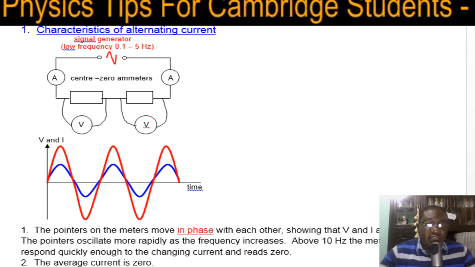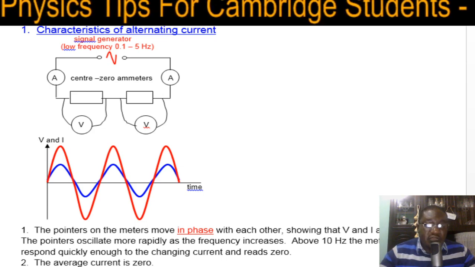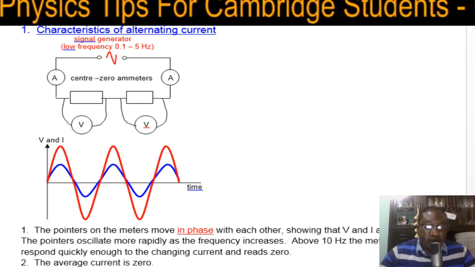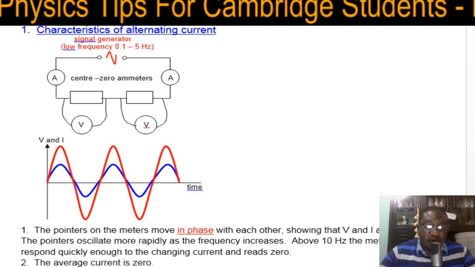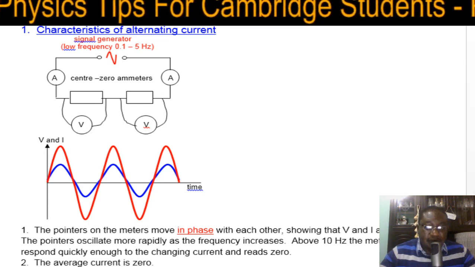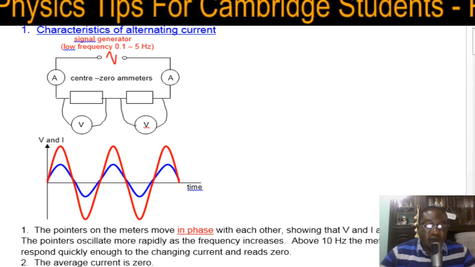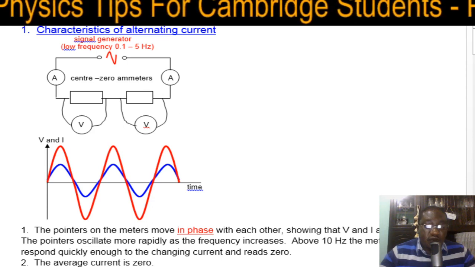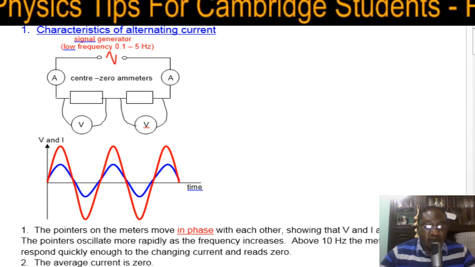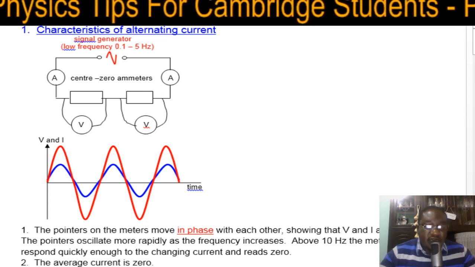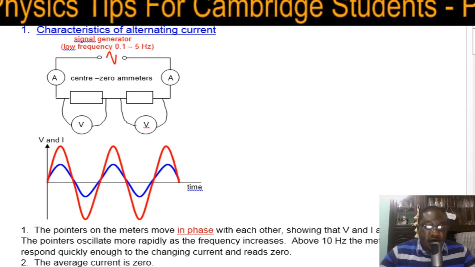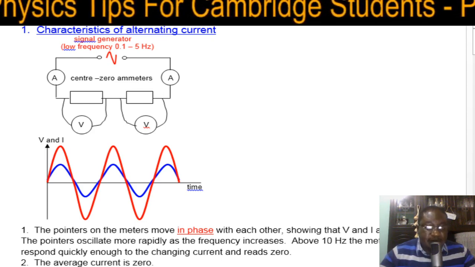Now above 10 Hertz, you find that the meter cannot respond quickly enough to the change in current and reads 0 in the process. So when you see it registering 0, it does not mean that there's nothing that is passing through. It just means that that's the average that it is calculating and finding.